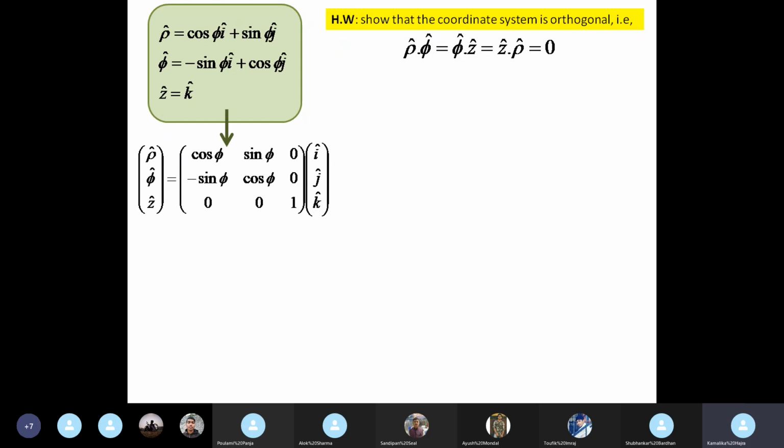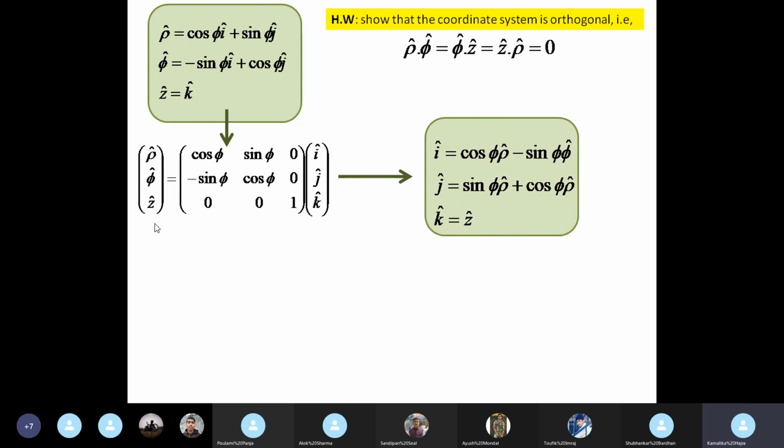This is just an exercise to be convinced that yes, the coordinate system that we have set up is actually an orthogonal coordinate system. Now, if you have done matrices, which I know you have done with TG sir, then this particular set of 3 equations can be written as a matrix equation like this. Okay, and then from this matrix equation you can now write I, j, k in terms of rho phi z. So this is what I get.